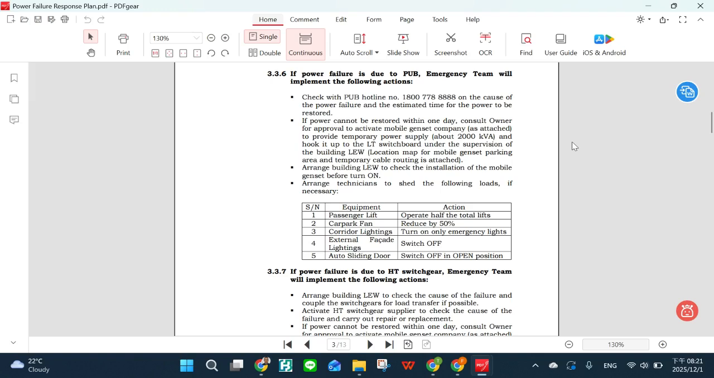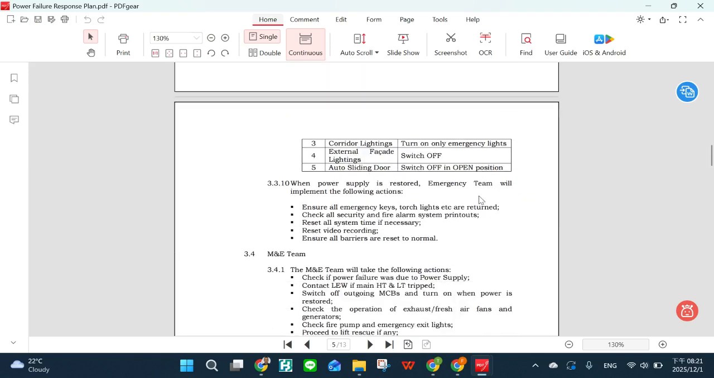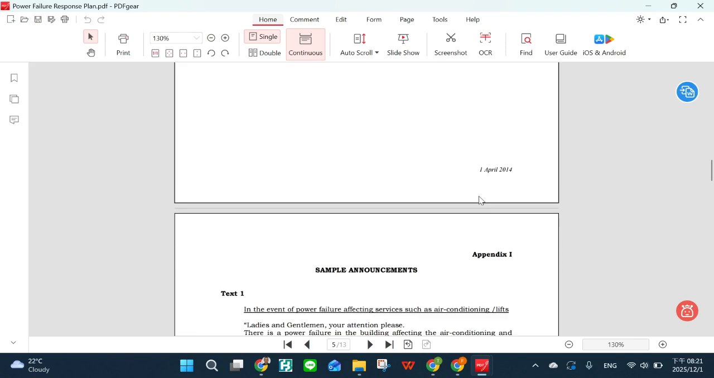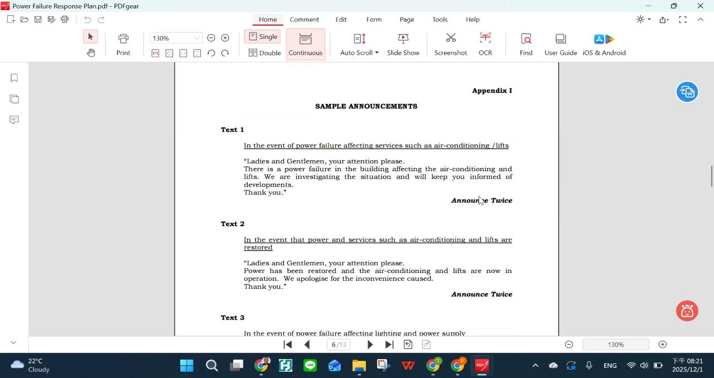So we have a plan here to describe the various scenarios of power failure: what to check, where to check, who checks, which is the team responsible to check. Sample announcement for the security to broadcast power failure.